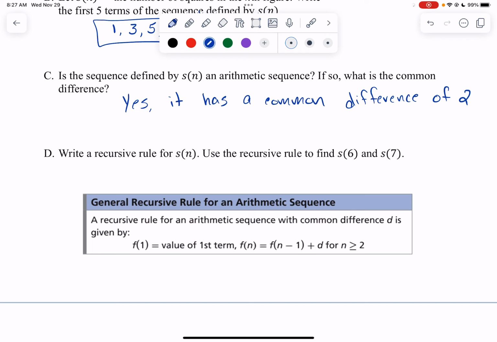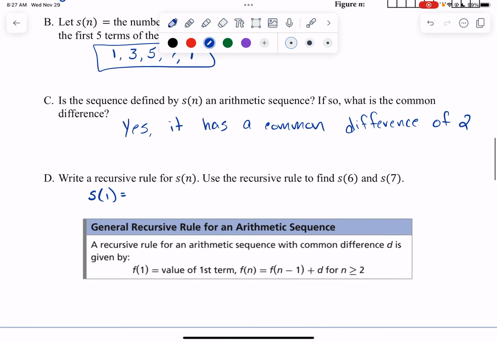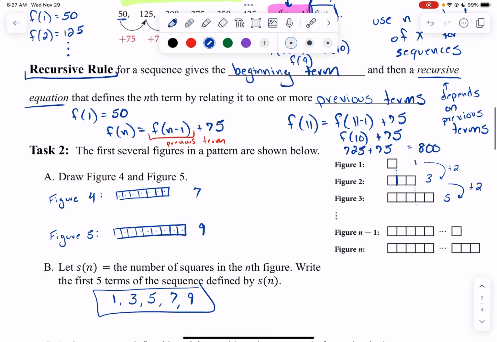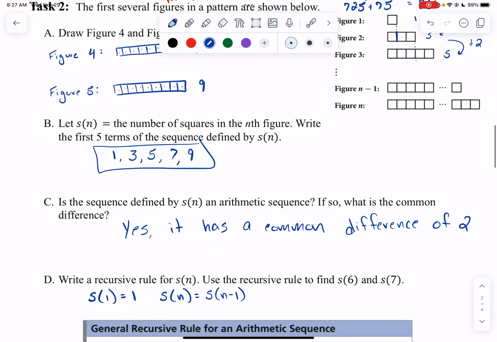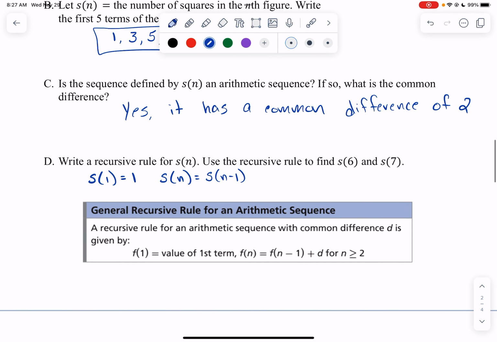Okay, so for my recursive rule, first I have to say my first term, S of 1 equals 1. Now I have to write how to get the next term, S of n equals. I take the previous term, which I'd write as S of n minus 1. So again, there's my previous term notation, F of n minus 1 from up there. S of n minus 1, and what do I do? I add 2 each time.